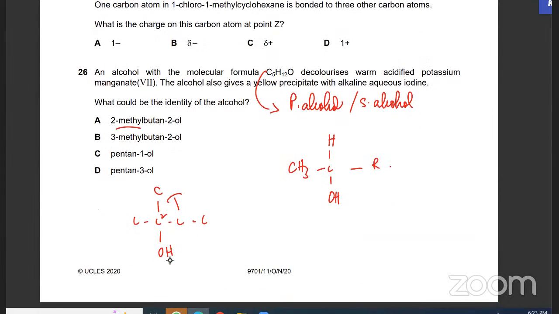The next one, 3-methyl-butan-2-ol, also has 4 carbon atoms, OH on the second one, and on the third one there's a methyl. I'm doing B now, so there's a methyl group. What type of alcohol is this? It's secondary. The carbon is bonded to 2 chains, so it will decolorize potassium manganate(VII). Plus, it will also give a positive test for iodoform. The methyl is next to CHOH. So B is correct, because methyl with CHOH is also true. So, clear?